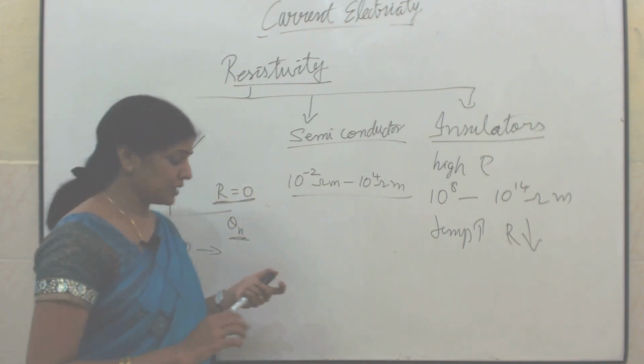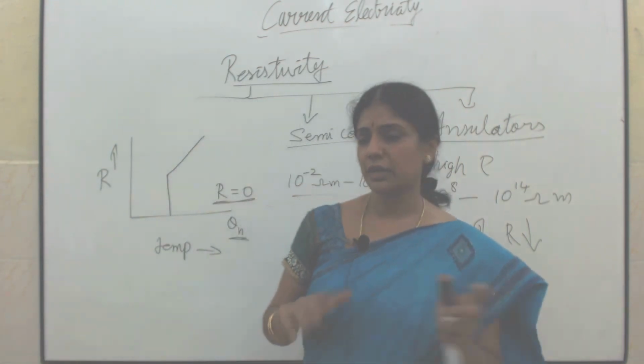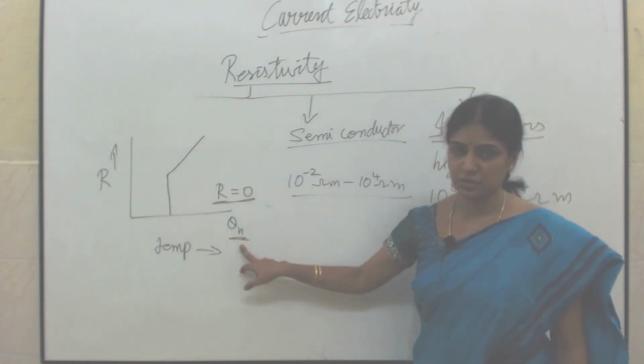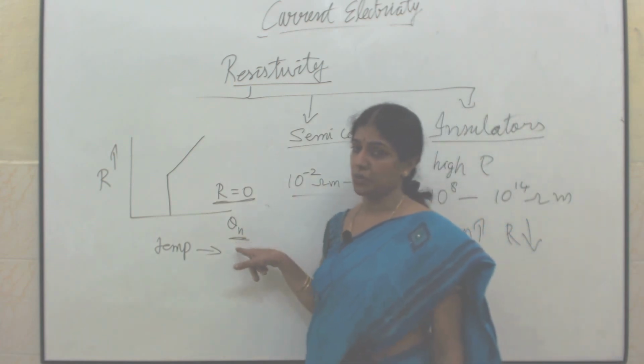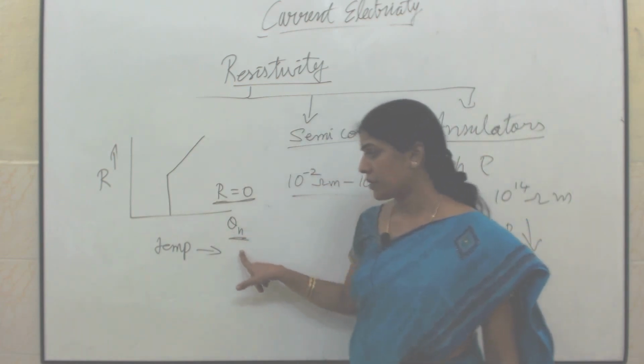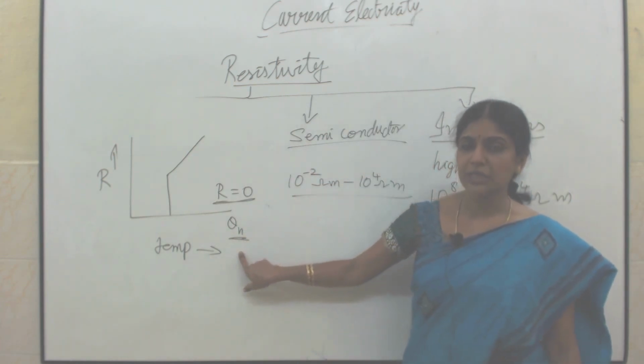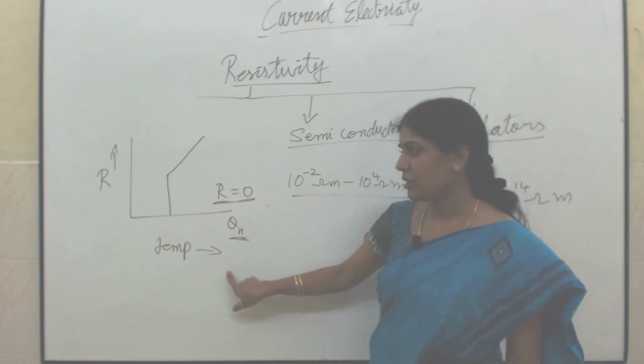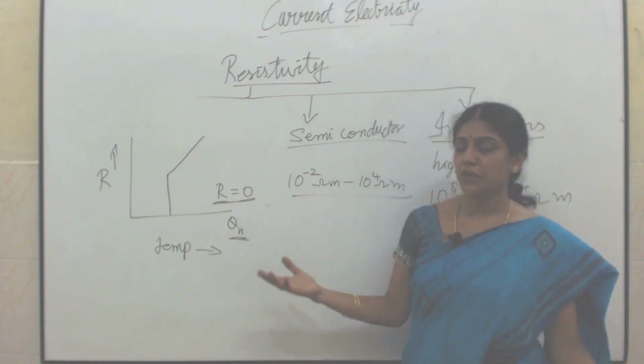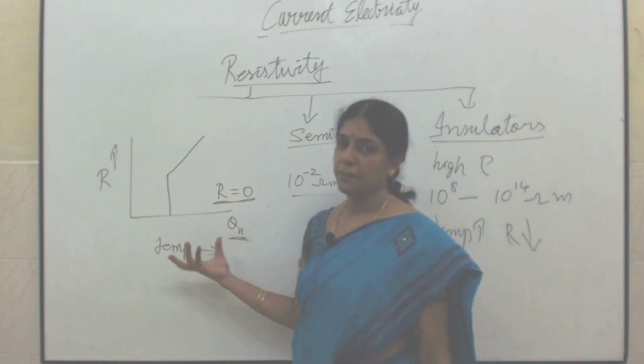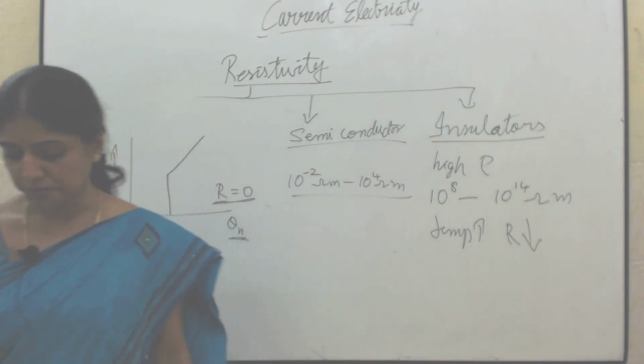So, at a certain temperature, the materials which are very good conductors become superconductors only at this transition temperature. Very good example is mercury. The transition temperature for mercury is 4.2 Kelvin. That is, at a temperature of 4.2 Kelvin, there will be no resistance offered for the conductivity of the mercury. That is the meaning of this.